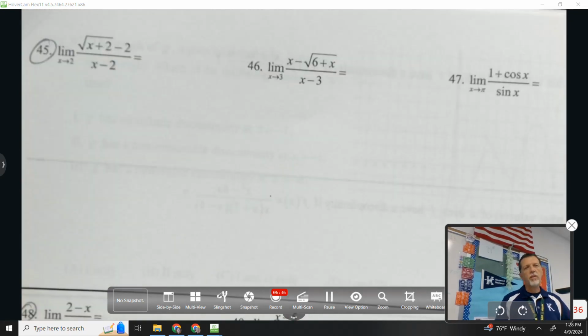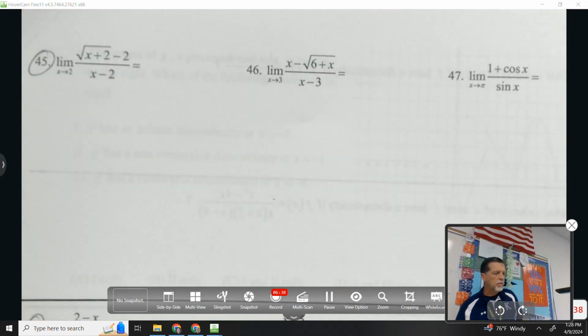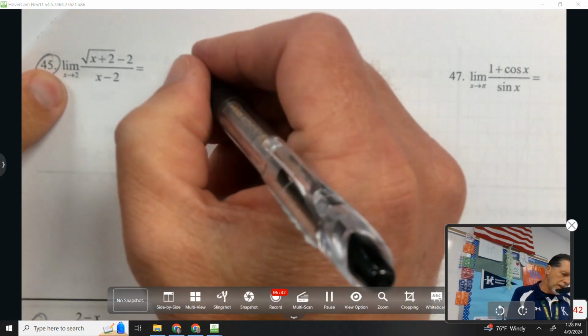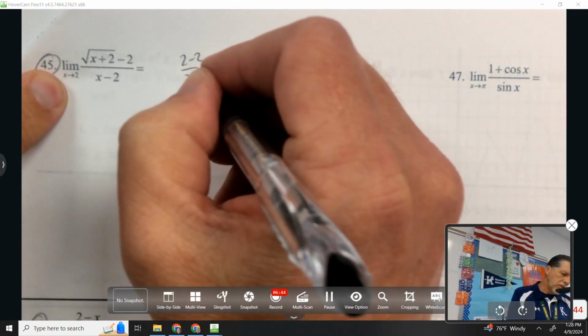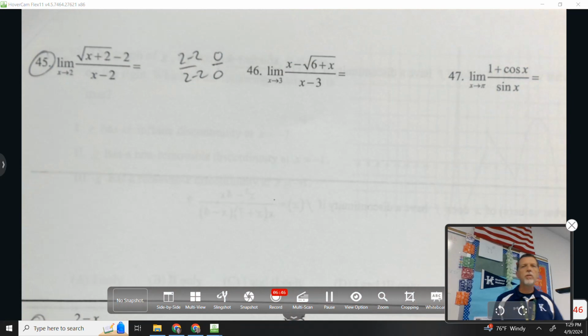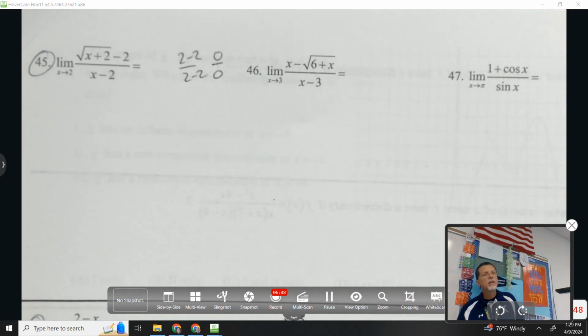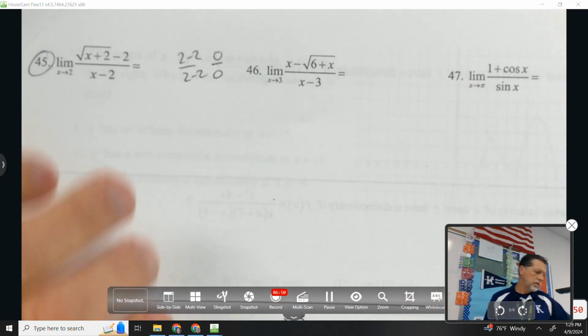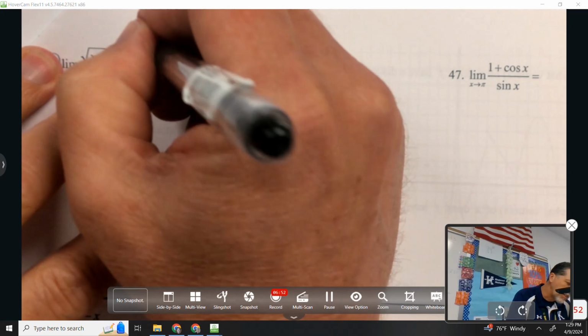Okay, this next page, we have to work our way down the left-hand column. If I plug in 2, I get 2 minus 2 over 2 minus 2. So yeah, that's 0 over 0, which doesn't really work. So this is a conjugate problem because of the square root stuff in there.